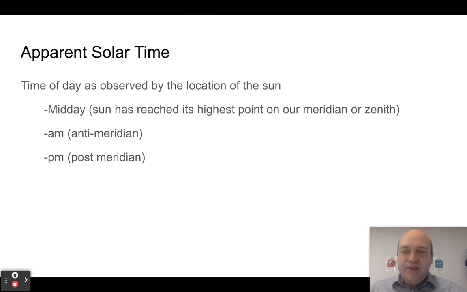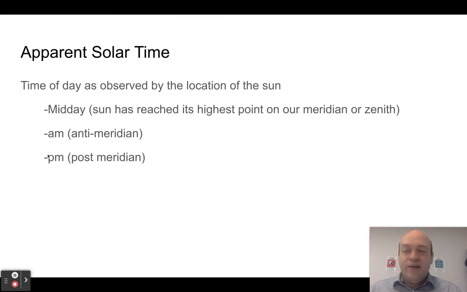Apparent solar time is the time of the day just observed by looking at the sun. Okay, so it's all based off of sunrise, midday, and sunset. So, of course, midday is when the sun is at its highest point overhead. The meridian is that path that the sun takes through the sky. So the highest point is the zenith, and that's what we would consider midday.